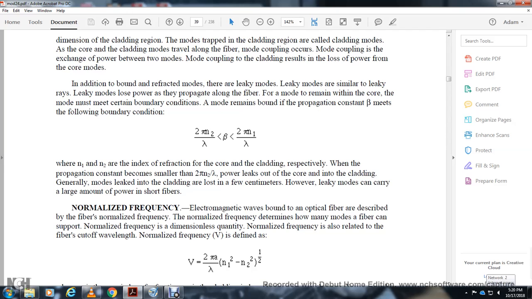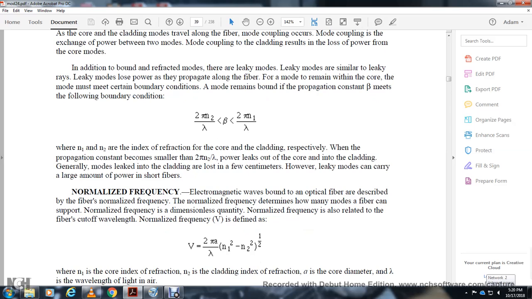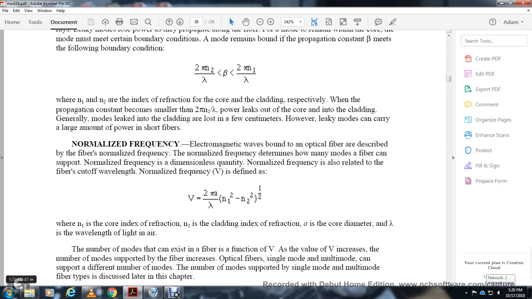The normalized frequency V is defined as follows: V is equal to 2 times pi times a over the wavelength, times the square root of n1 squared minus n2 squared, where n1 is the refractive index of the core, n2 is the refractive index of the cladding, a is the core radius, and the wavelength is that of the light in air.